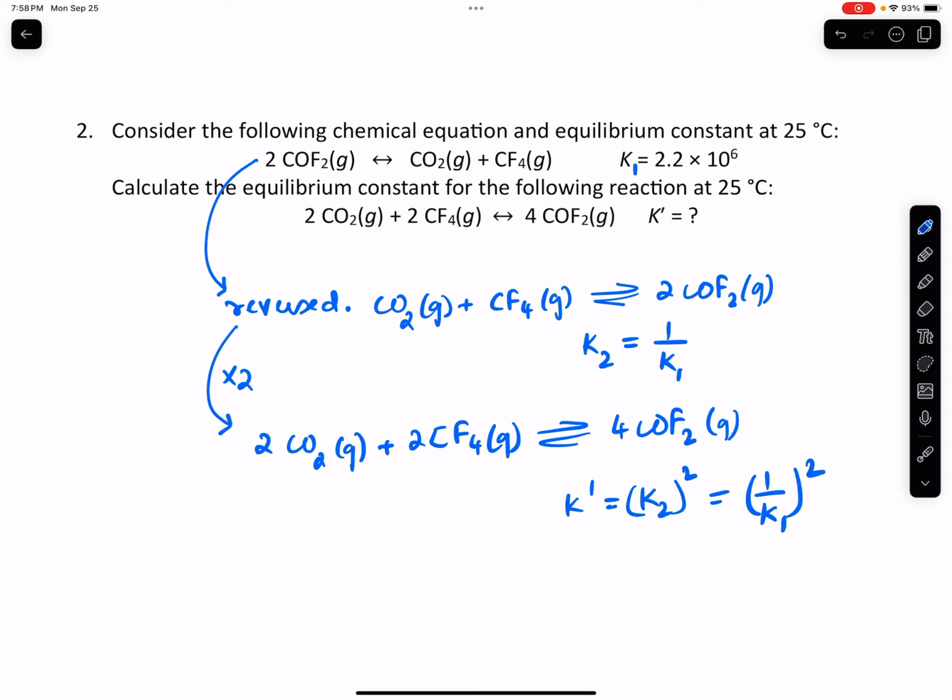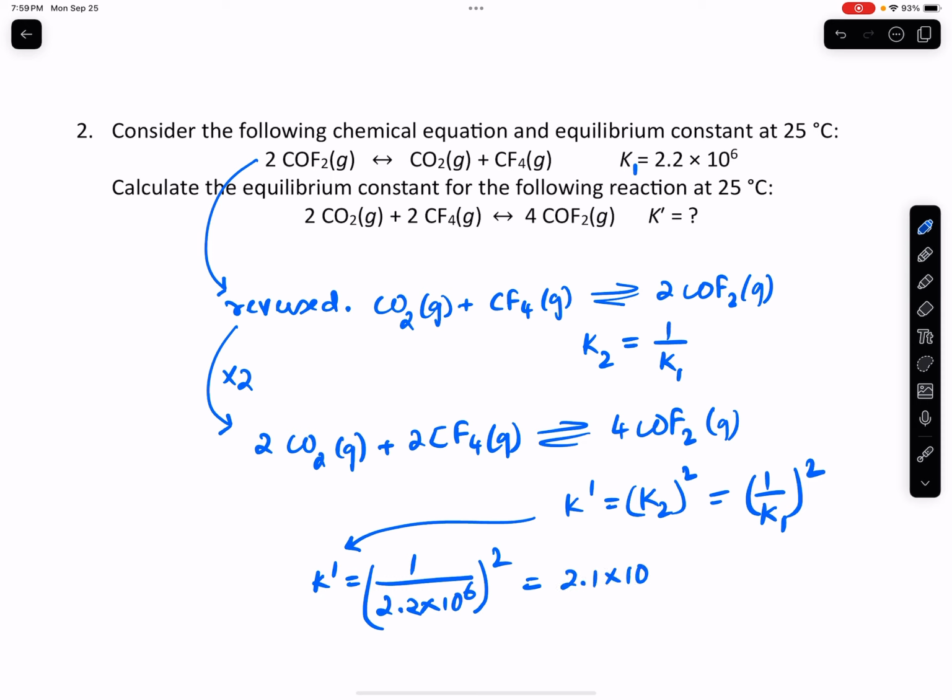Now we just have to do some math out here. K1 is given to us, which is 2.2 times 10 to the power 6, so we'll just replace that. So K prime is equal to 1 over 2.2 times 10 to the power 6, raised to 2. And if we simplify that, we get 2.1 times 10 to the negative 13.